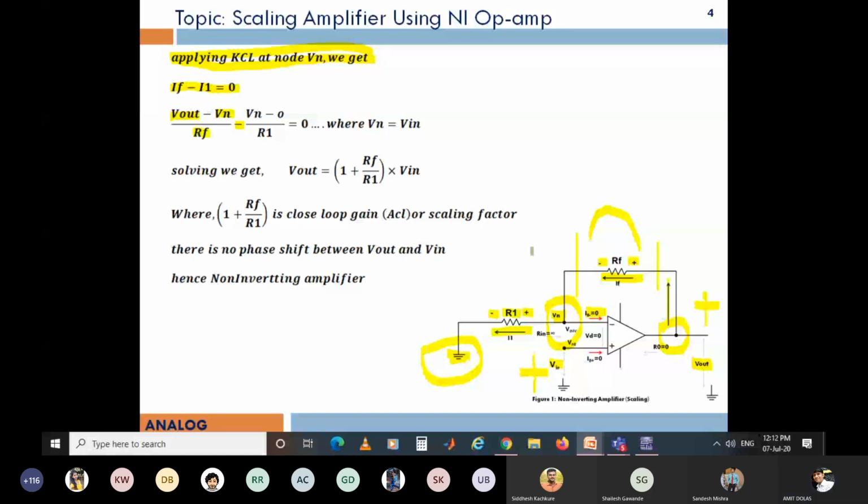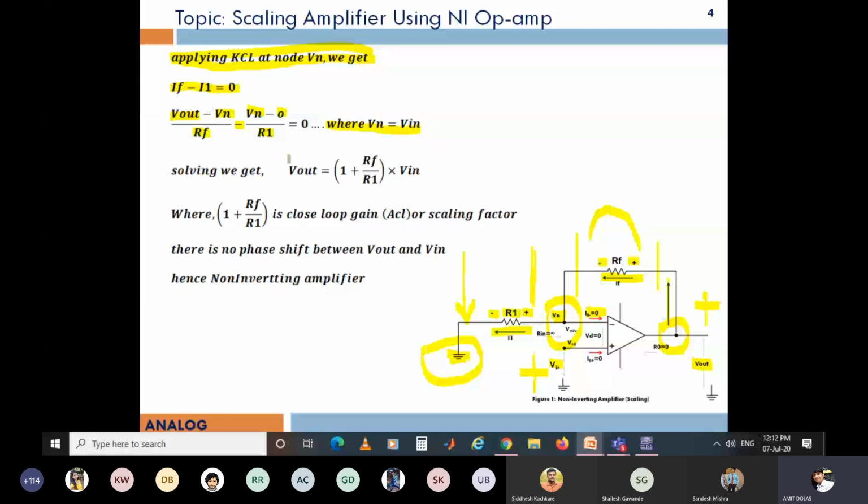like this: voltage at this terminal of R1 is Vn. Voltage at this terminal of R1 is 0. So I wrote Vn minus 0 divided by the resistance itself, that is R1, which is nothing but the current passing through R1, which is equal to 0. Now I have the equation: V out minus Vn divided by Rf, minus Vn minus 0 divided by R1, is equal to 0. But what is the value of Vn?